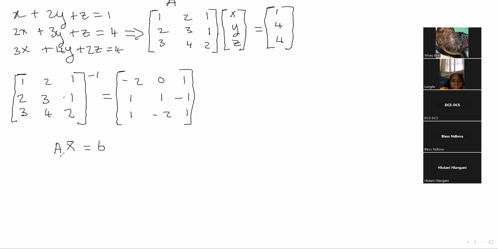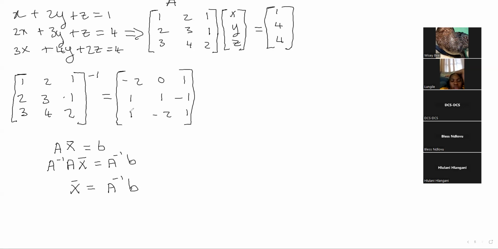So what are we going to do? We have to remove the A. And we remove the A by multiplying on the left by A inverse on both sides. So A inverse B will give us X, which is A inverse B.